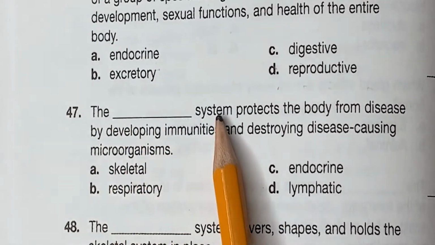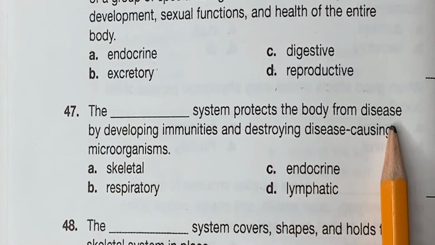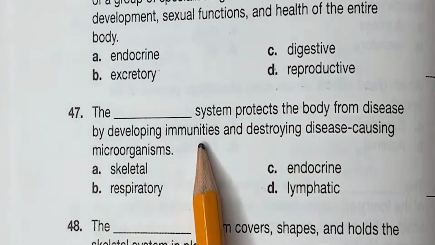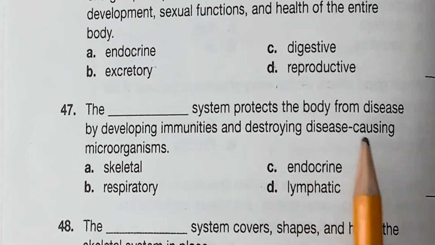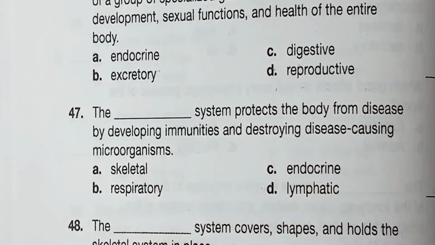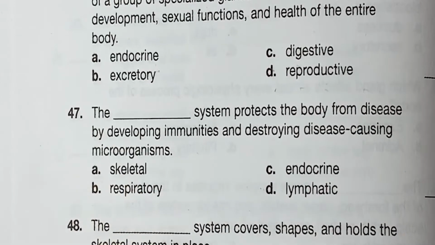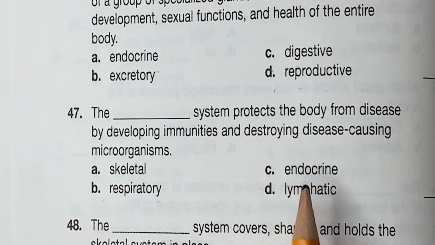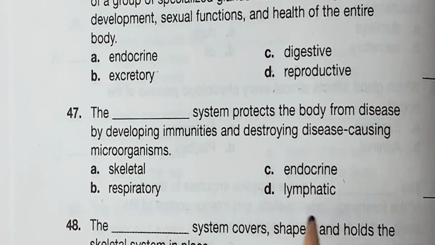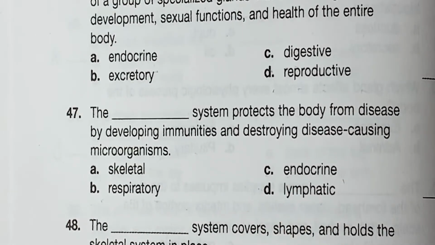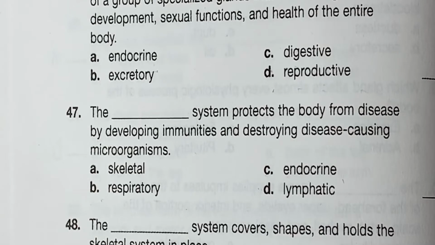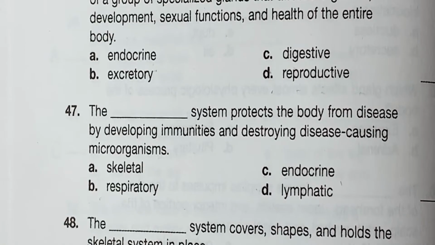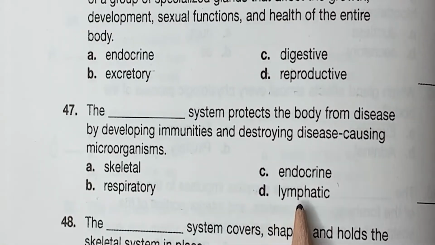47. The blank system protects the body from diseases by developing immunities and destroying disease-causing microorganisms. Is it A, skeletal, B, respiratory, C, endocrine, or D, lymphatic? And your correct answer is D, lymphatic.